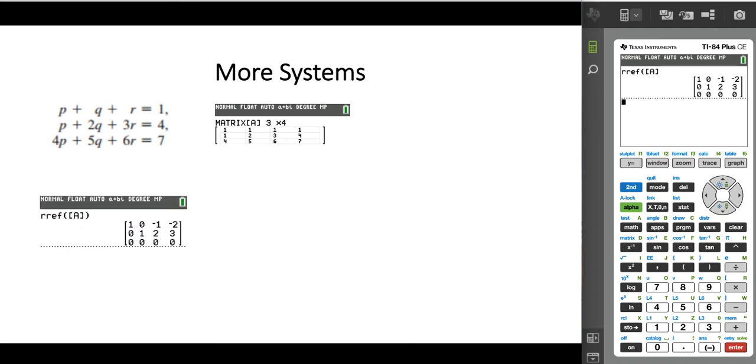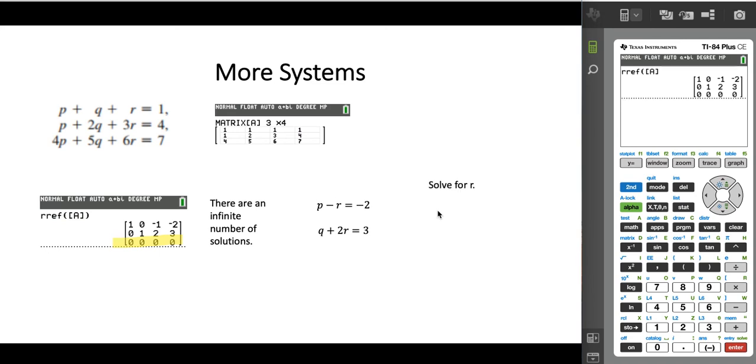This one looks a little funny too. So notice we have this row of zeros. When you get a row of zeros, that means there are an infinite number of solutions. Now, more than just saying there's an infinite number, we have to talk about what those solutions are. So we're going to write down the equations that we get from this system right here. So the equations associated with this system are P minus R equals negative 2 and Q plus 2R equals 3. Make sure you understand where these equations come from. They're associated with this system.